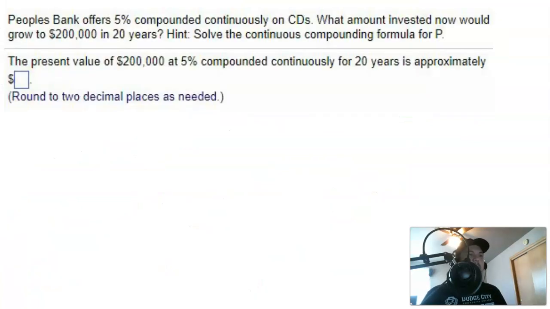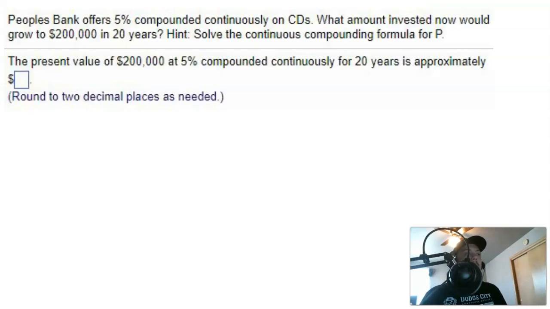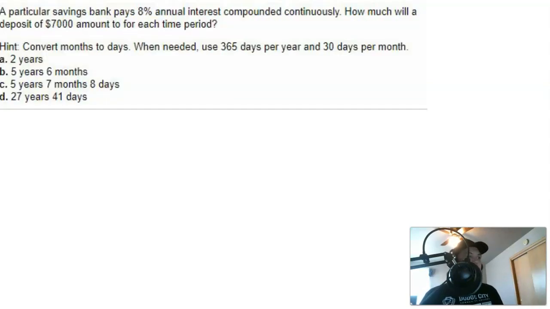Looks like I have 2 more examples here. So I guess I'll do one of these, and I'm going to do the one with the hard amount of time. Because 2 years is not going to be that bad, but 5 years, 7 months, 8 days, that's kind of an annoying thing to deal with. And then I guess I'll go ahead and do this last one as well, because I don't want to leave you hanging on that one. So I apologize. This video went on a little bit longer than I intended.